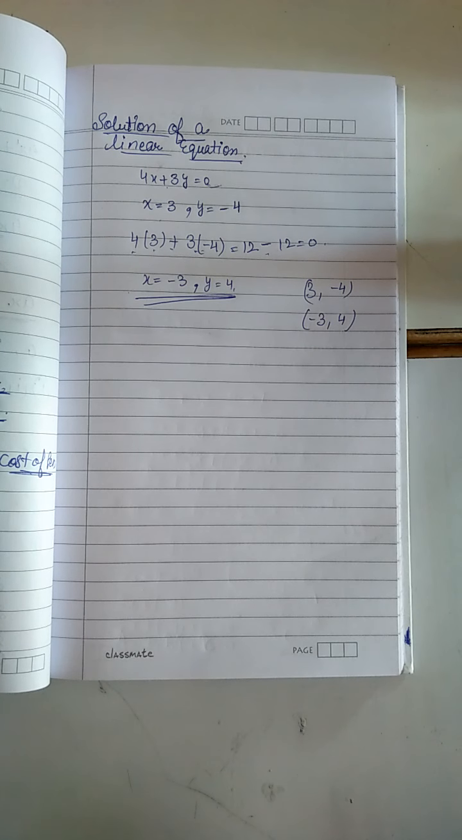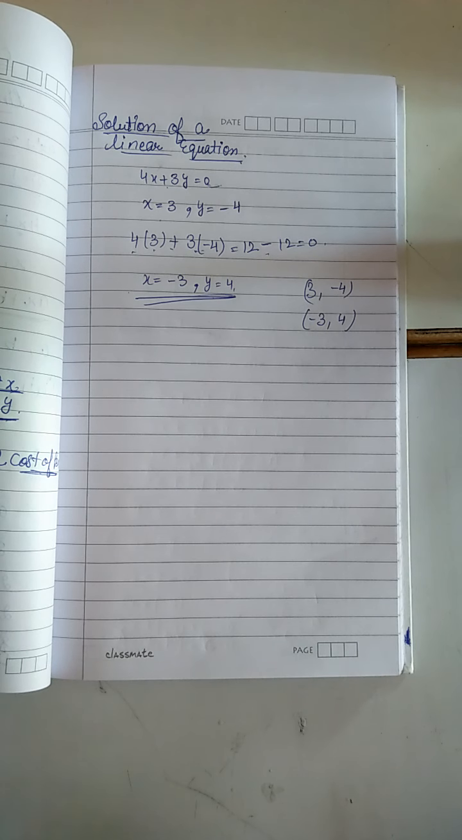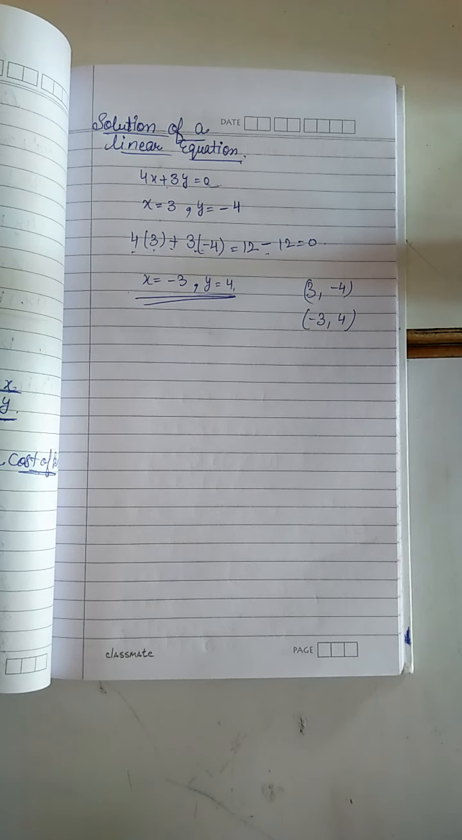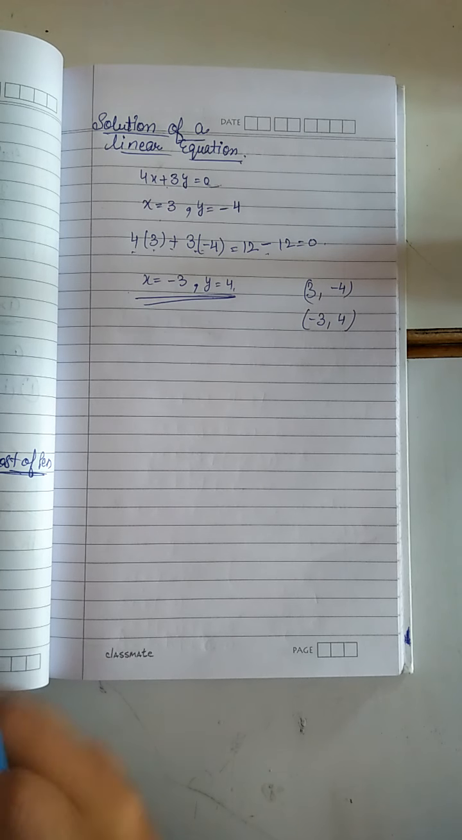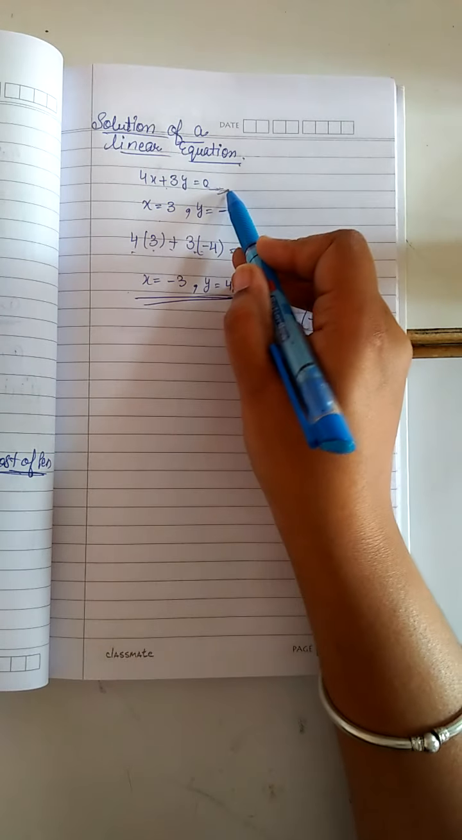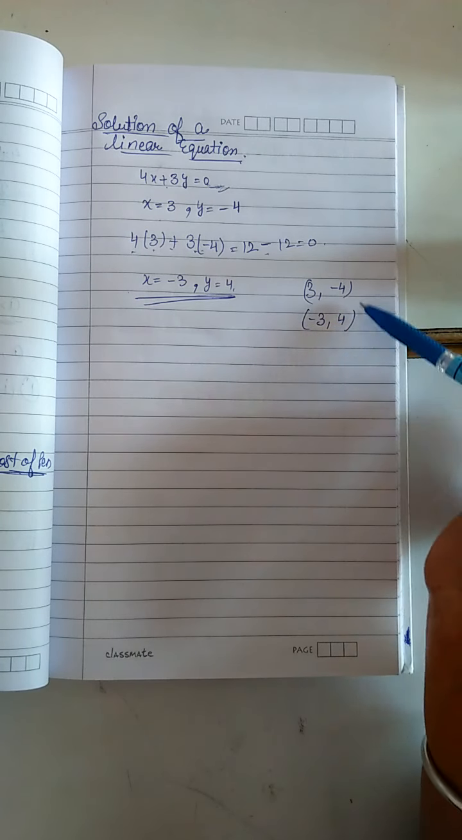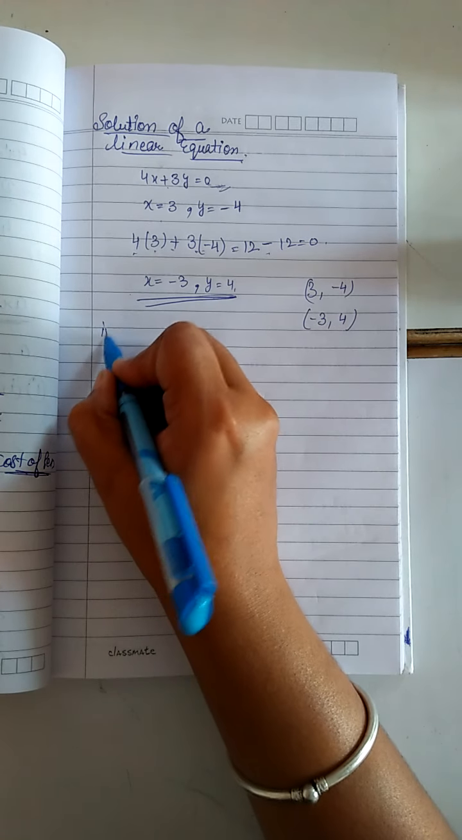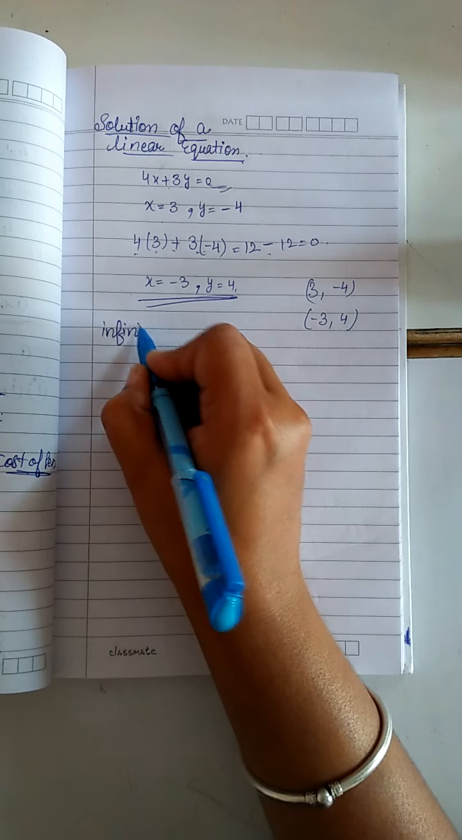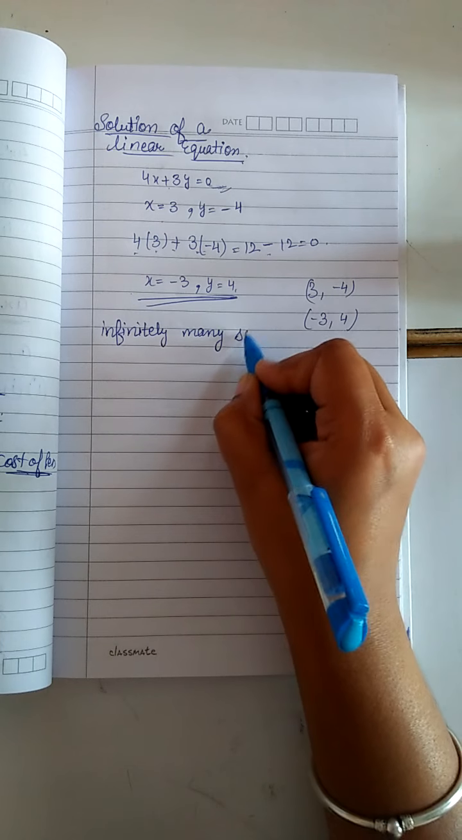So there is no end to the different solutions of a linear equation in two variables. That is, a linear equation in two variables has infinitely many solutions. It means we can find many solutions of a given equation. You can also find more than two solutions. Therefore we can find infinitely many solutions.